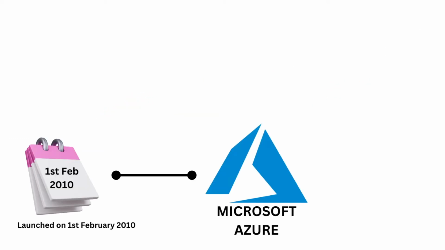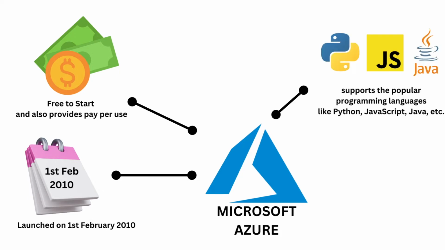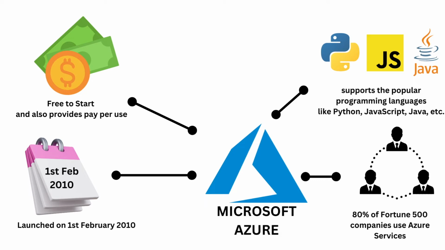Azure was launched on 1st Feb 2010. Azure is free to start and has a pay per use model, which means you need to pay for the services you use through Azure. Azure supports popular programming languages like Python, JavaScript, Java, etc. One of the most important selling points is that 80% of Fortune 500 companies use Azure services, which means that most of the bigger companies of the world actually recommend using Azure.